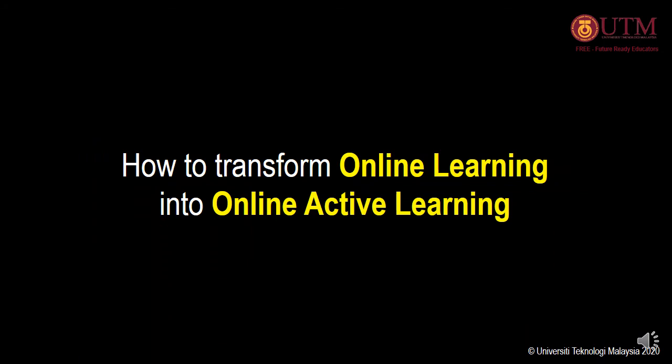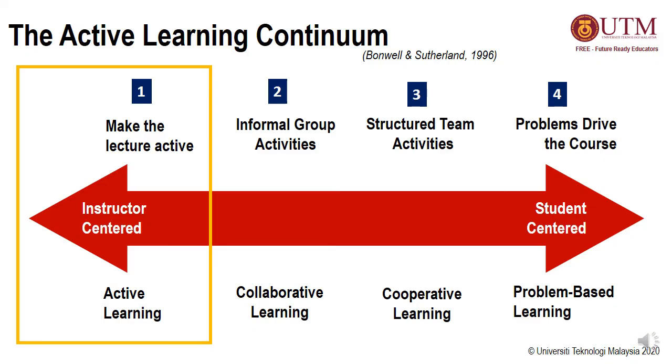Therefore, how do we transform online learning into online active learning? In order to transform online learning into online active learning, let's refer to this active learning continuum. From this, we can see that active learning is briefly defined as making the lecture active. Therefore, if you want to transform online learning into online active learning, we need to make our online lecture active.